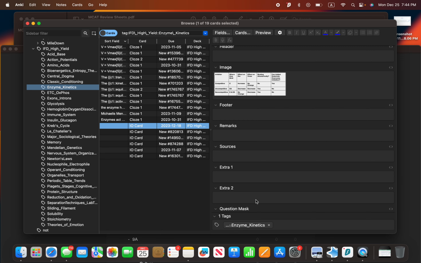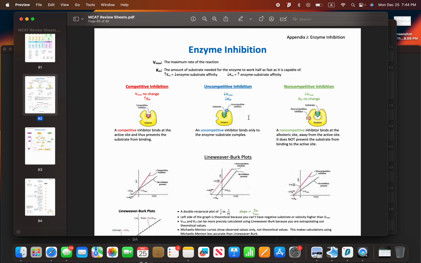And there's also the second concept, which is the Km, and that is the substrate concentration at half of the reaction speed, right? So the amount of substrate needed for the enzyme to work half as fast as it is capable of. And Km is basically a sign for showing the affinity of the enzyme to the substrate.